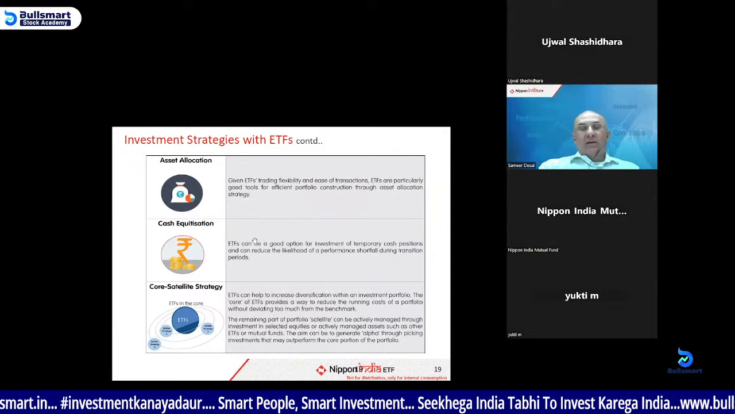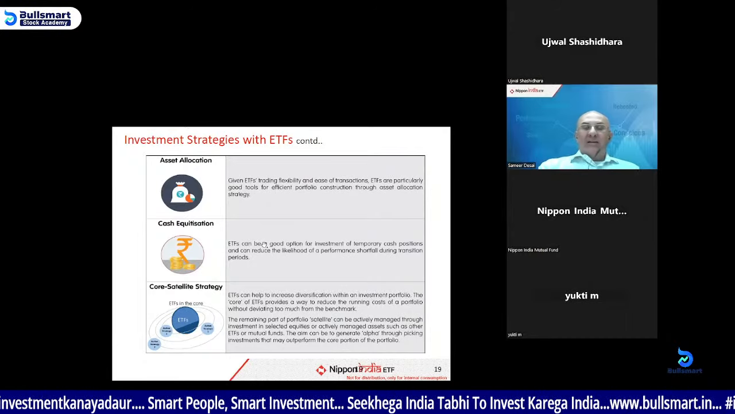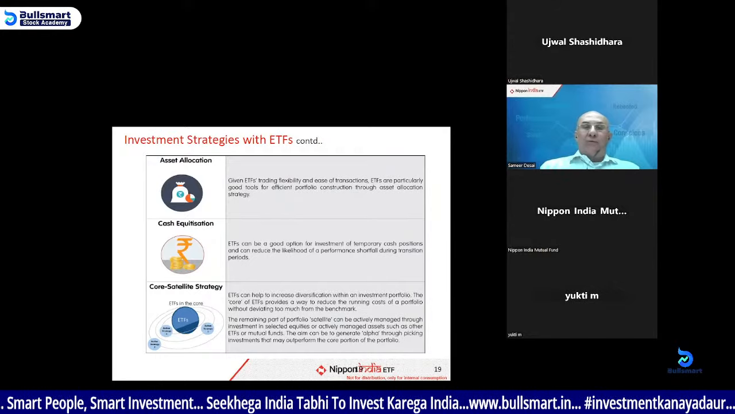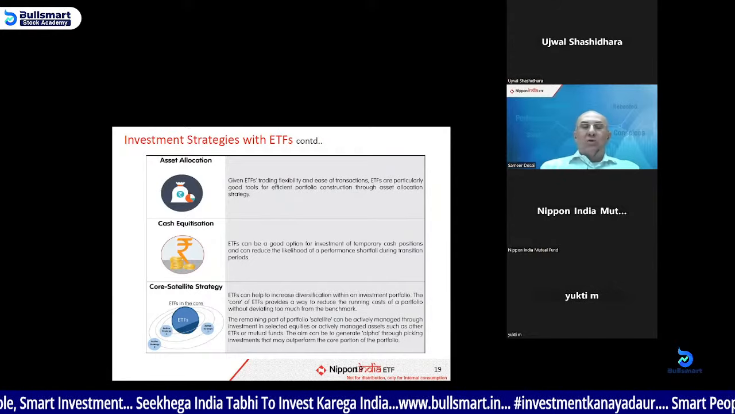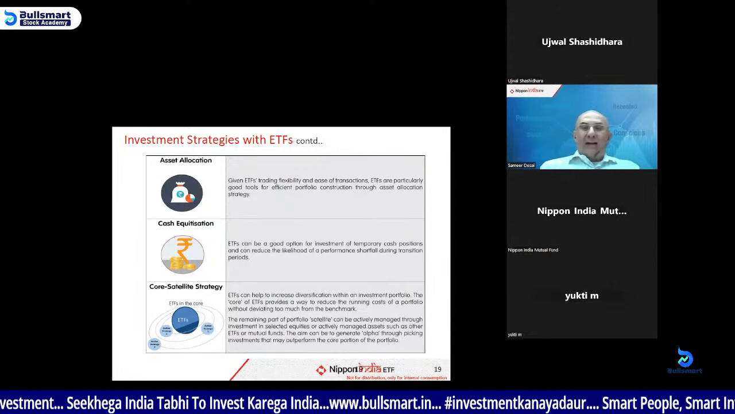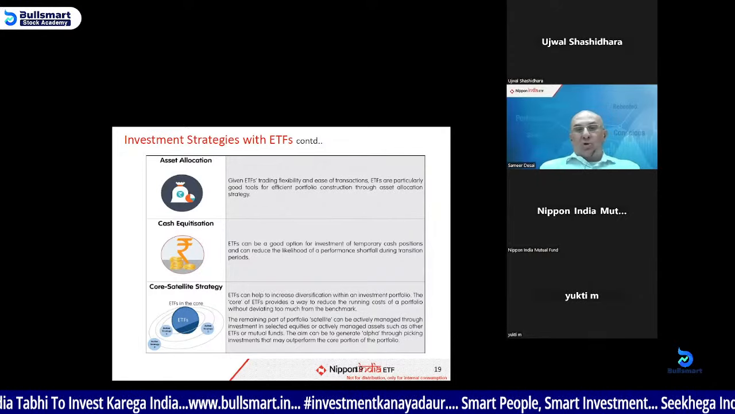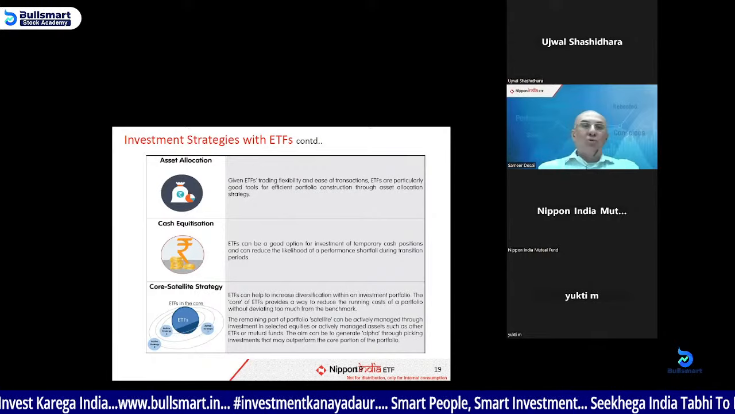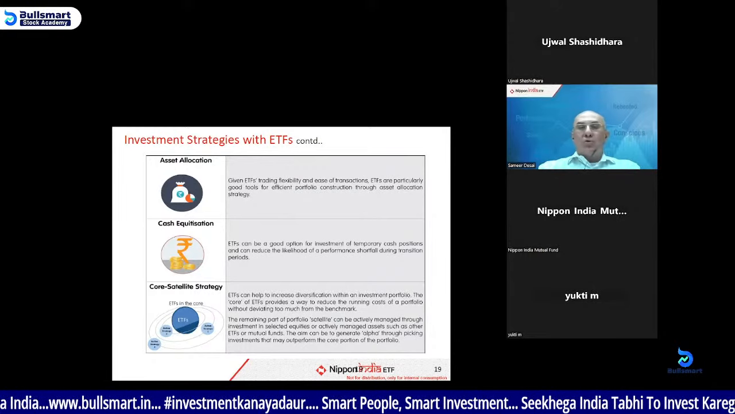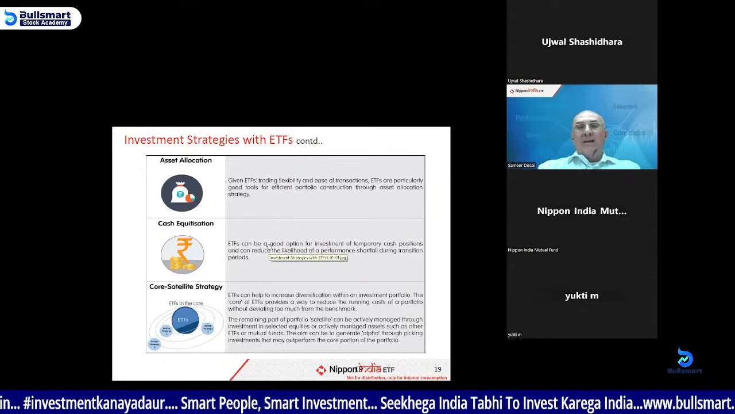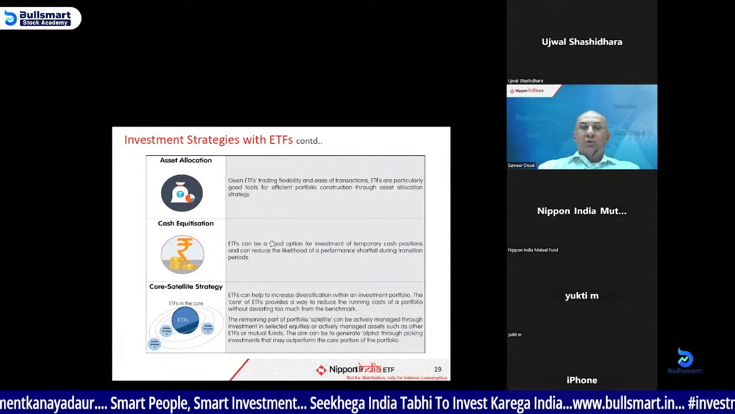Next, cash equitization. What this means is, many times investors are sitting on cash when the market falls. Now, when the market falls and you are sitting on cash, many a time there is confusion about where to deploy the cash, which stock to buy, which sector to allocate to, which fund manager to allocate to. One can eliminate this guesswork by straight away investing into an index through the ETF.